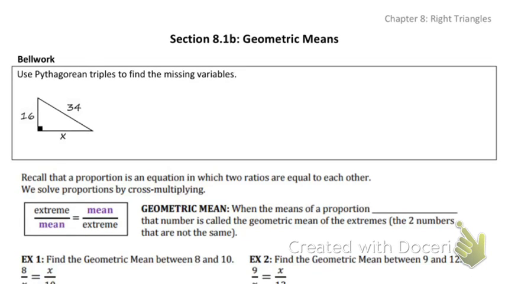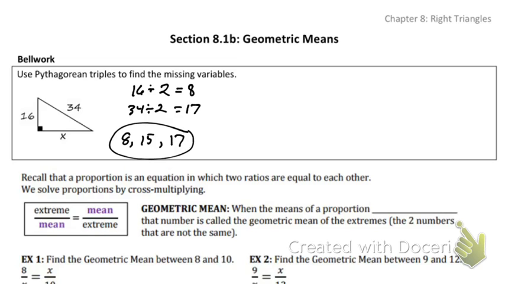If I look at 16 and 32, 2 goes into both those. So we could say 16 divided by 2 equals 8. 34 divided by 2 equals 17. So this looks like an 8, 15, 17 primitive. Well, to get 16, 8 times 2 equals 16, 17 times 2 equals 34, so 15 times 2 equals x equals 30.